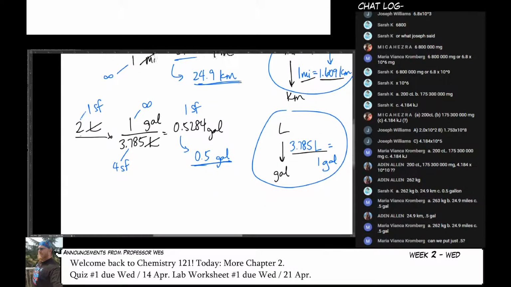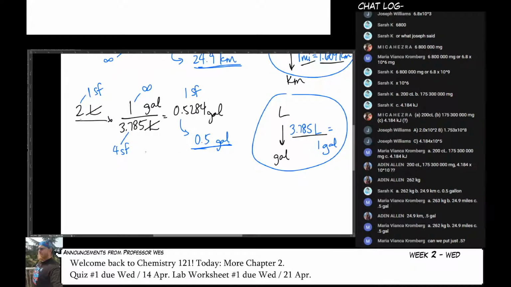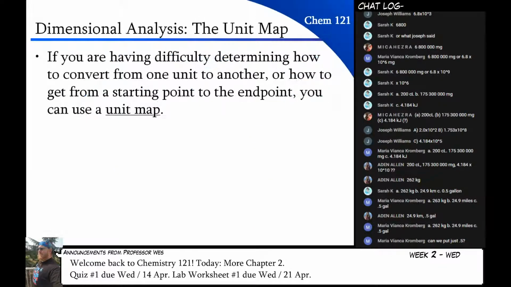Can you just put decimal point 5? Yeah, that's fine. You don't need the leading 0. I don't think Canvas will ask for that. It will interpret it correctly. Well, you don't want to put it as 0.5 and then any numbers after that.